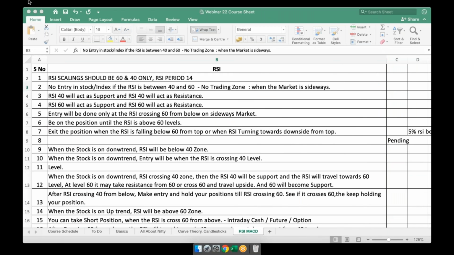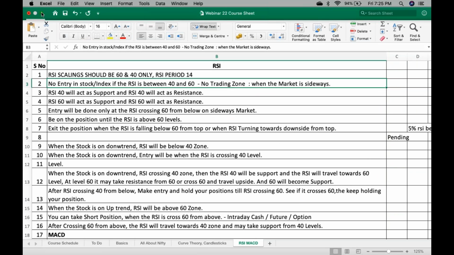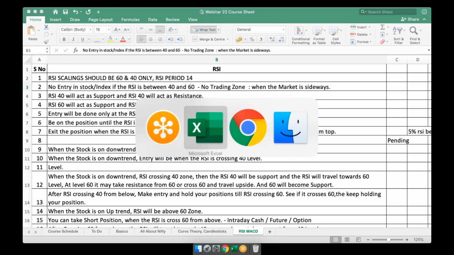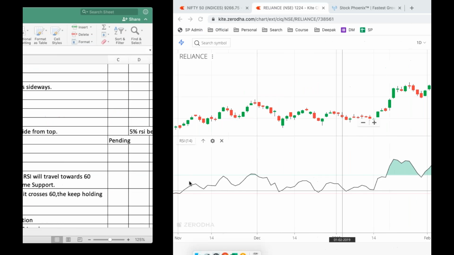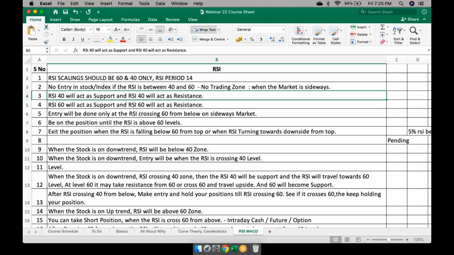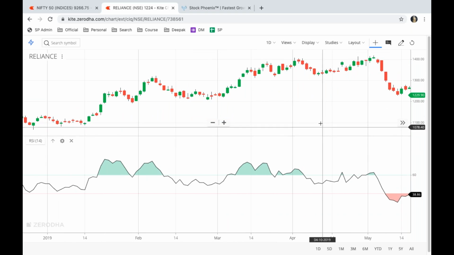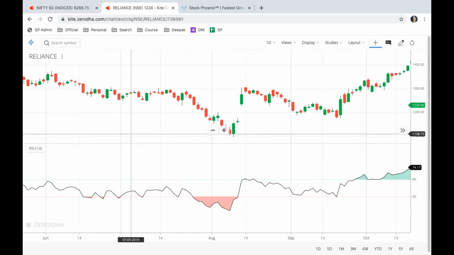Okay. So no entry in the stock or index if the RSI is in between 40 and 60. We will not trade when the RSI is in between 40 and 60. Next, RSI 40 will act as a support, and RSI 40 will also act as a resistance. Just now I missed one point. RSI 40, we learned, right?